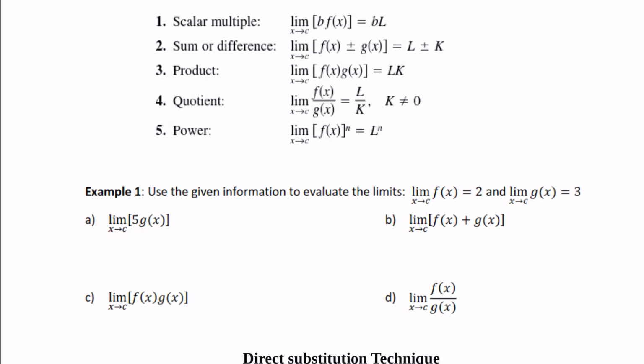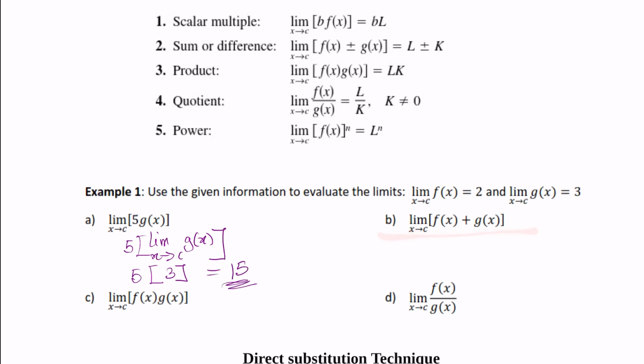So how do we solve this? Very simple. We already know the limit of g of x as x approaches c to be 3. So we are going to use the first property of limits, which says that I take the 5 and multiply it to the limit as x approaches c of g of x. And this is going to give us 5 times 3, which is going to be 15.